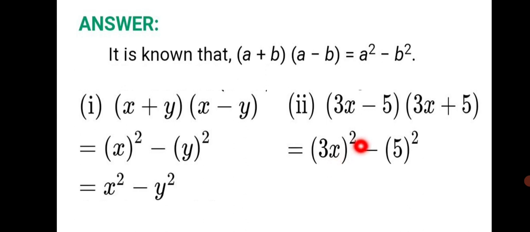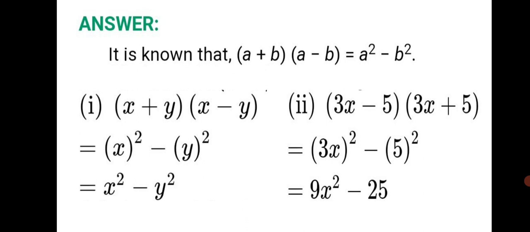3x the whole square means 3 is also squared and x is also squared. So 3 square means not 3 into 2. It is 3 raised to the power of 2, which means 3 into 3, multiply it by itself twice. So 3 into 3 gives us 9, and 9x square we get, minus 5 square. So again here 5 will be multiplied by 5 itself. 5 square is 5 5s are 25. So your answer will be 9x square minus 25.